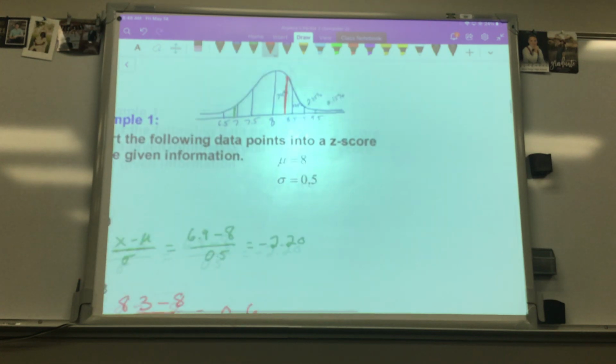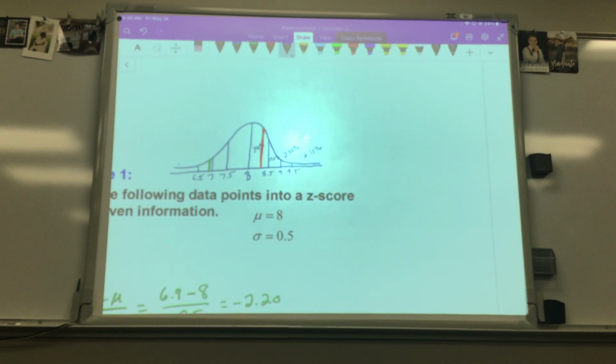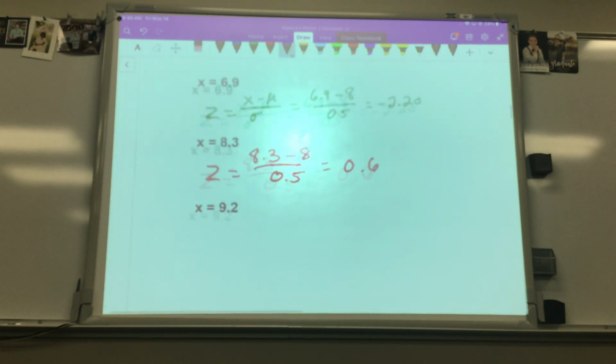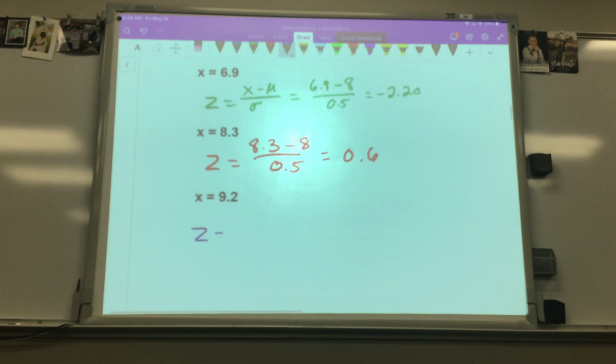Okay, finally 9.2. 9.2 is going to fall about there. So 1, 2, we're going to have 2 point something when we do this. Z-score: 9.2 minus that 8, divided by 0.5. That'd be 1.2 over 0.5, 2.4.